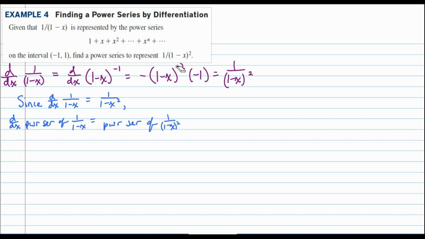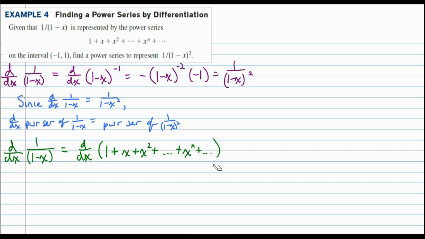Alright, well let's take that then. That means the derivative of 1 over 1 minus x is going to equal the derivative of its power series. And that's what I'm trying to find, g's power series. So the derivative of 1 over 1 minus x is 1 over 1 minus x squared, which means to get its power series, the derivative of 1 is 0, the derivative of x is 1, the derivative of x squared is 2x. Keep going, the derivative of x cubed is 3x squared.